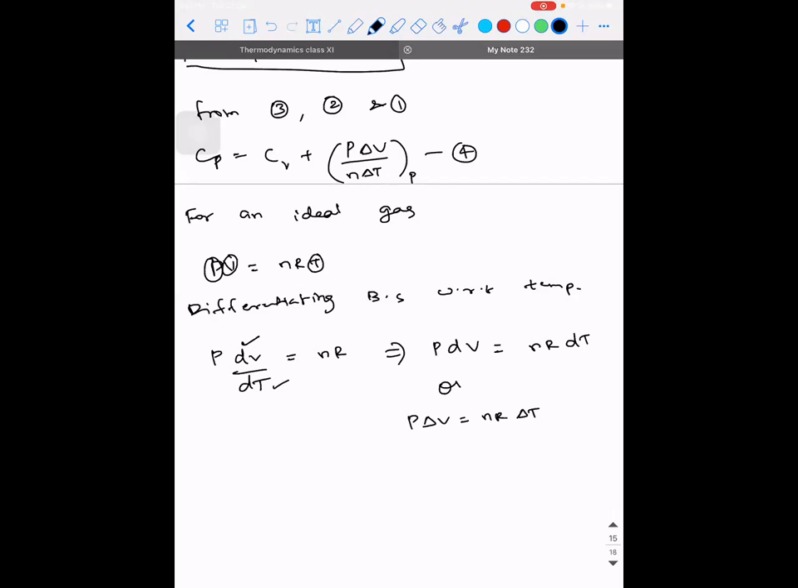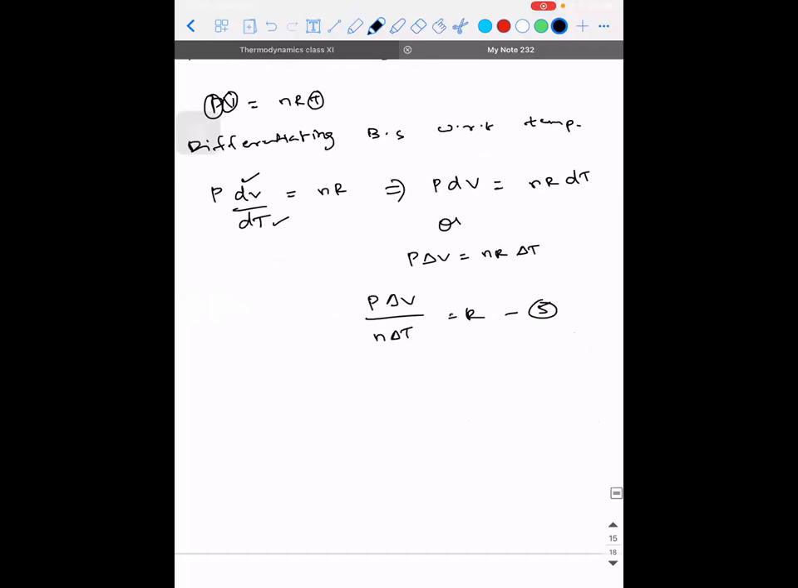Okay, so this is the fifth expression. I will write P delta V divided by n delta T as R. Let this be the fifth expression. So from fourth and fifth, what can we conclude? Cp equal to Cv plus R. That's right. So Cp will be equal to Cv plus R, or Cp minus Cv is equal to R, and this is what is called Mayer's formula.